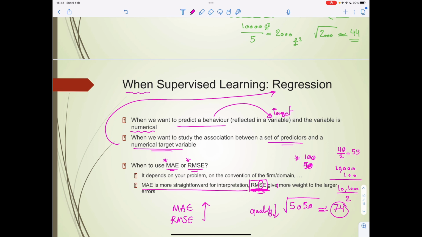We will learn more metrics, and they will have different characteristics and features suitable for different situations.